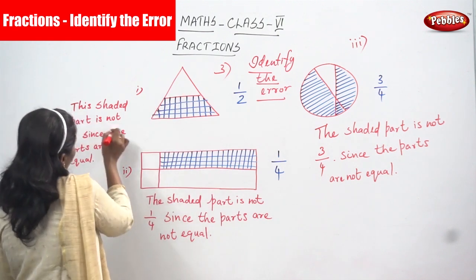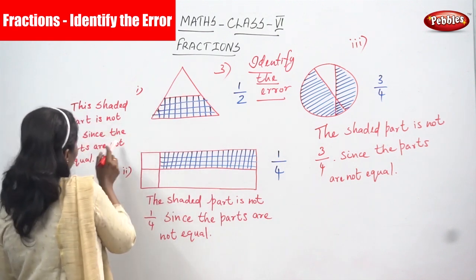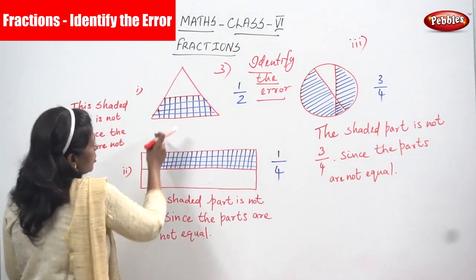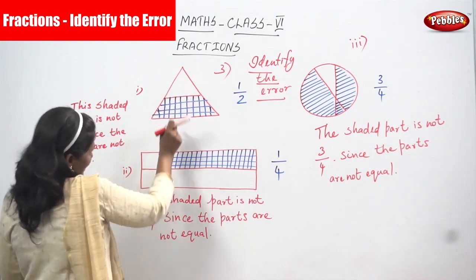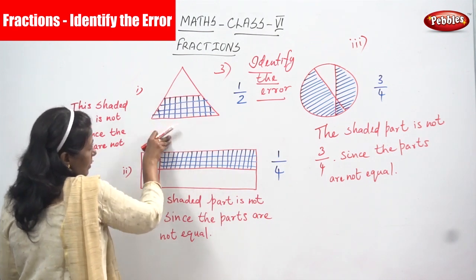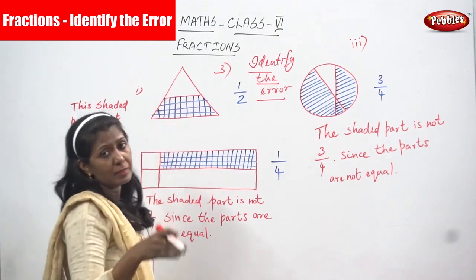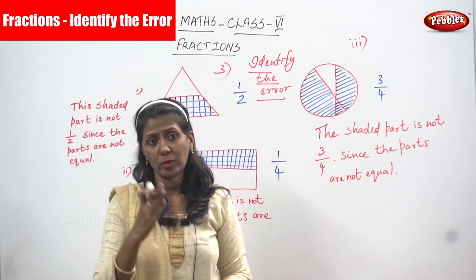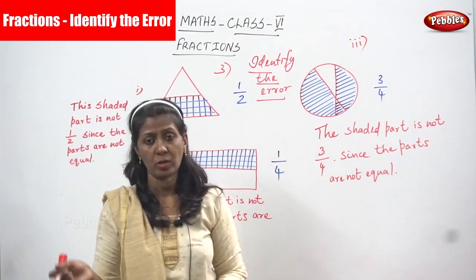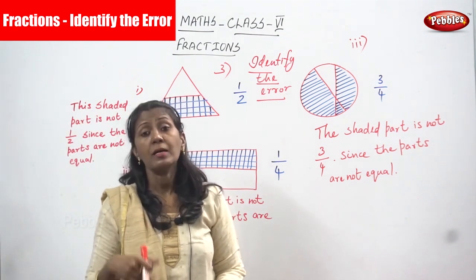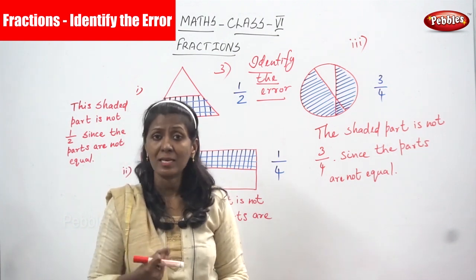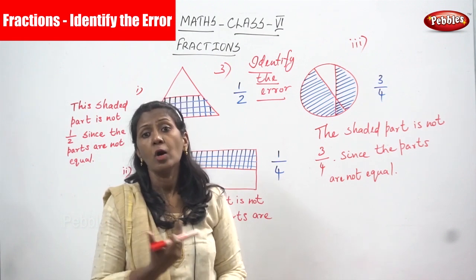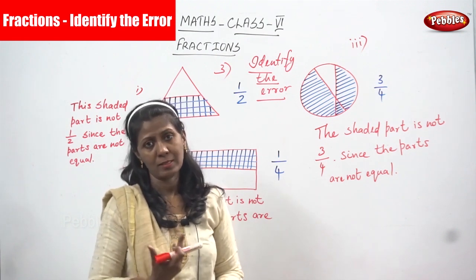But this shaded part is not 1 by 2 since the parts are not equal. This is a triangle. I cut it into parts, first part and second part, but they are not equal. Fraction means you have to cut into equal parts. Whatever the object you have taken, you have to cut into equal parts. Then only you can say how many parts you have taken out from the total number of parts.